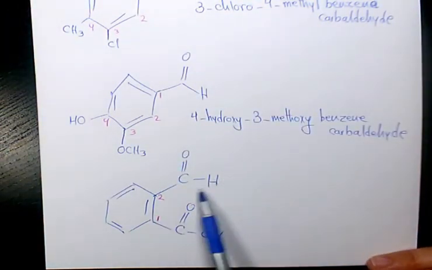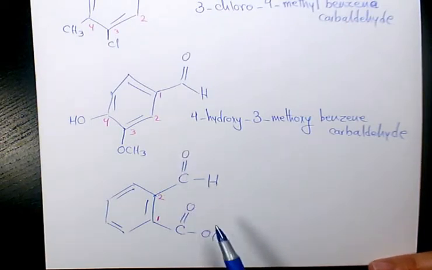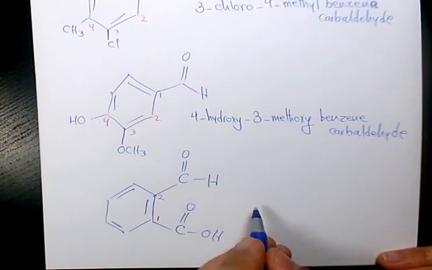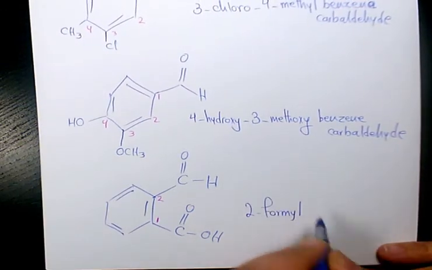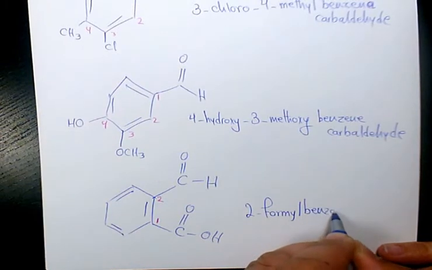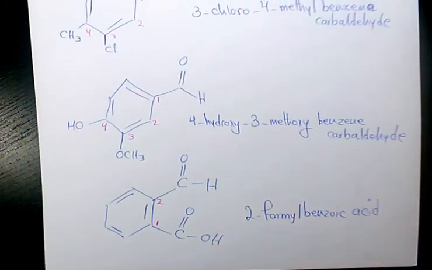And here we have a substituent, which we call the formyl group. Formyl. So whenever we have an aldehyde group as a substituent, we call it formyl. So we have 2-formyl benzoic acid. That's going to be the name of this organic compound.